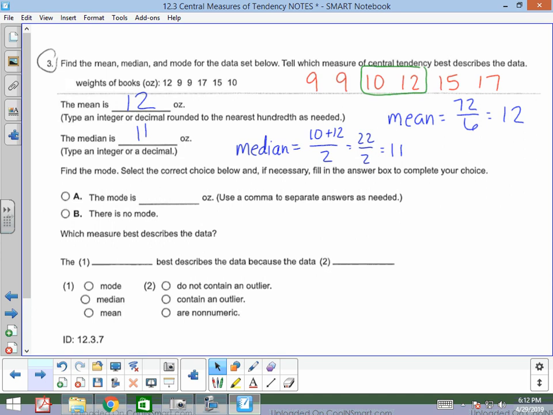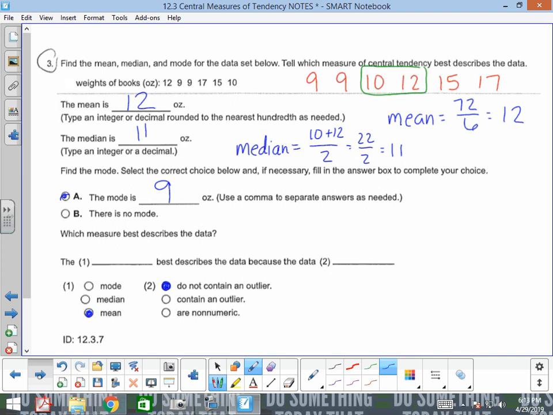The mode is 9 because that number occurs the most. And the measure that best describes the data this time would be the mean, because this data does not contain an outlier. Okay? So if there is an outlier, it's median. If there's not an outlier, it's mean.